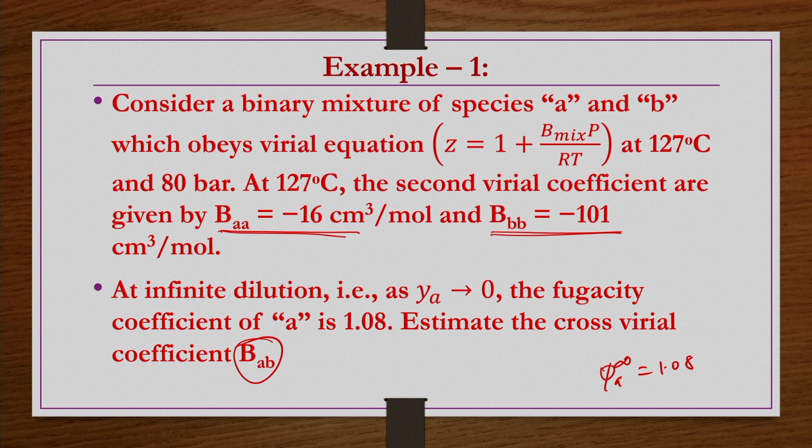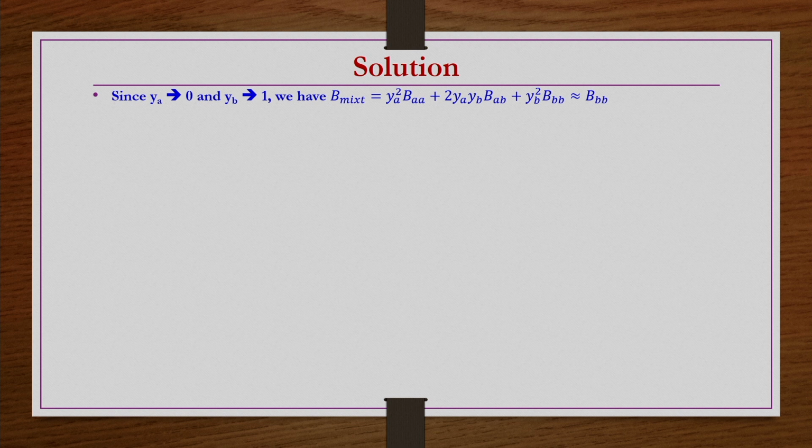That is B_AB, nothing but the cross virial coefficient for the mixture. It is not for the B mixture, it is the cross virial coefficient required to obtain the B mixture. Since Ya tends to 0, Yb tends to 1 here. So, B mixture, whatever Ya squared B_AA plus 2 Ya Yb B_AB plus Yb squared B_BB, we can write approximately as B_BB, because Yb is close to 1 and Ya is 0, so the first two terms are almost 0. So, we can write approximately B mixture is equal to B_BB.